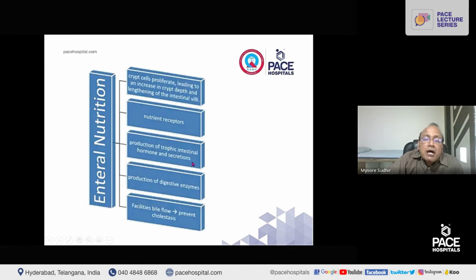Production of trophic intestinal hormone secretions is also improved, because there is loss of these trophic intestinal hormones after resection. Production of digestive enzymes: see, loss of the mucosa can reduce, as I told you, the pancreatic and the duodenal enzymes. So this enteral nutrition will increase it, and also improves the bile flow and prevents cholestasis.